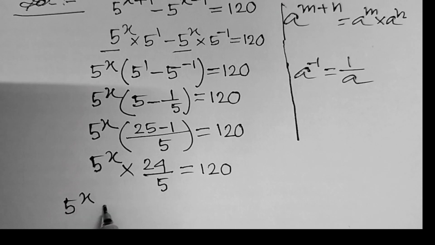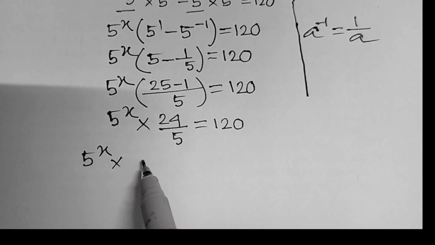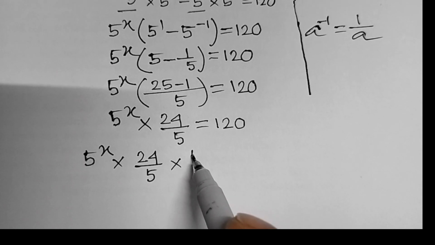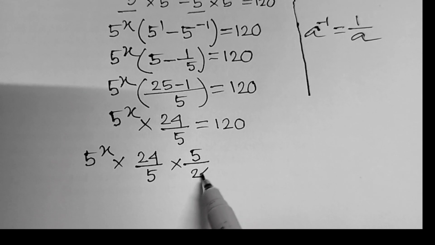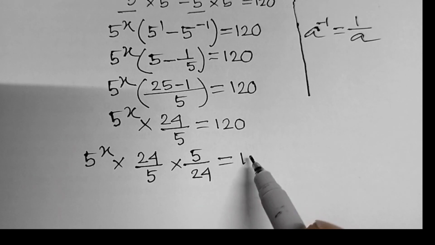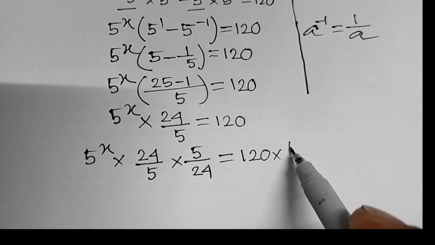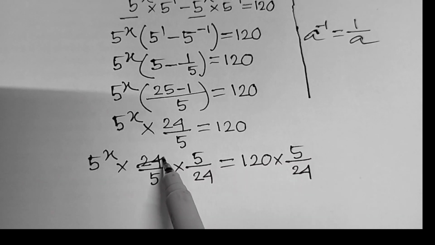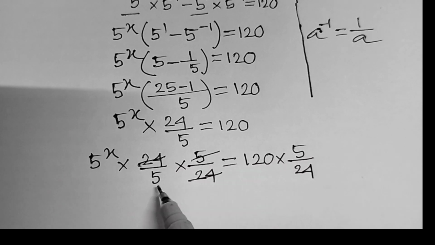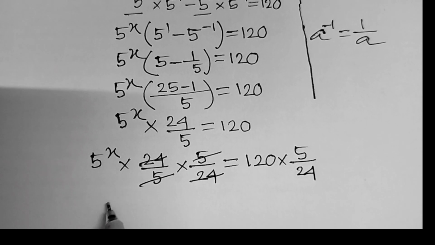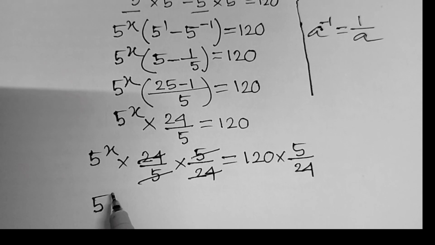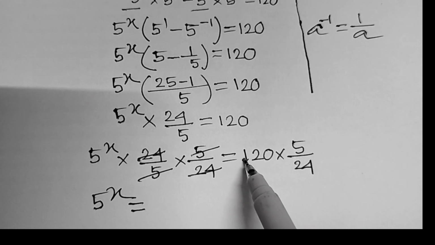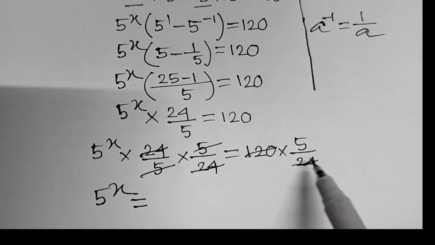Therefore, 5^x times 24 over 5 times 5 over 24 equals 120 times 5 over 24. This 24 over 24 will be cancelled here. Again, 5 over 5 will be cancelled here. Therefore, 5^x equals 120 over 24 can be written as 5 over 1.